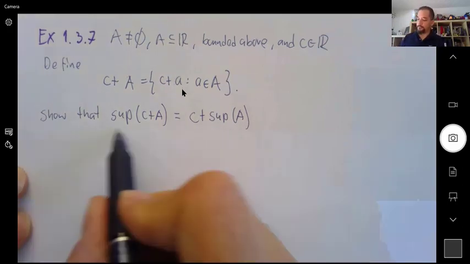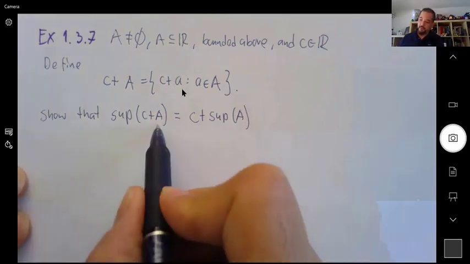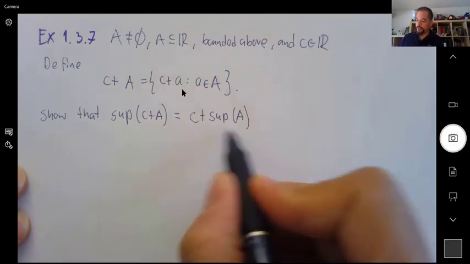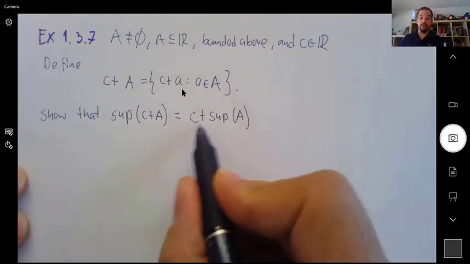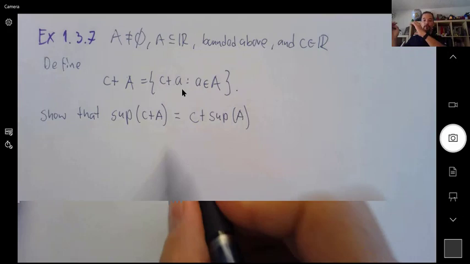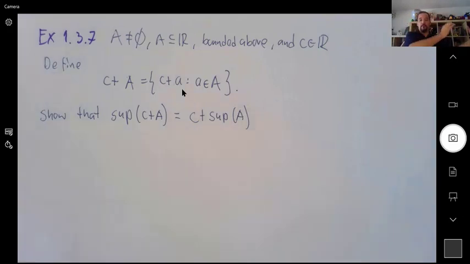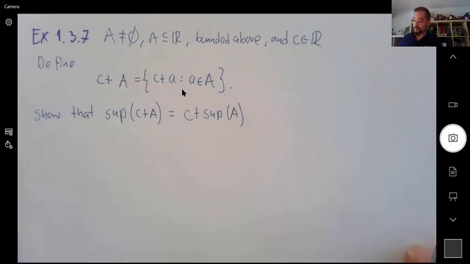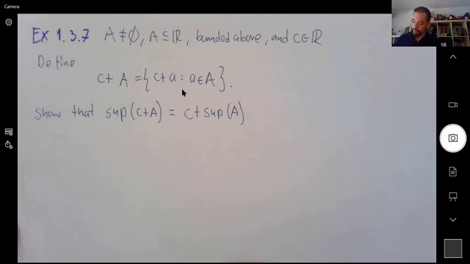If we want to do the supremum of this new set, well, it should be the supremum of the previous set plus C, right? You just take the supremum and you move it C units, either to the right or to the left. But we want to do this with a little bit more care to show how you can actually prove these types of things. All right, so here comes the proof.